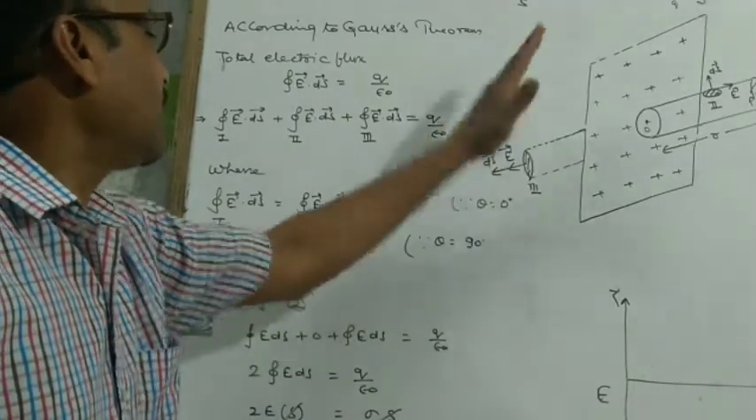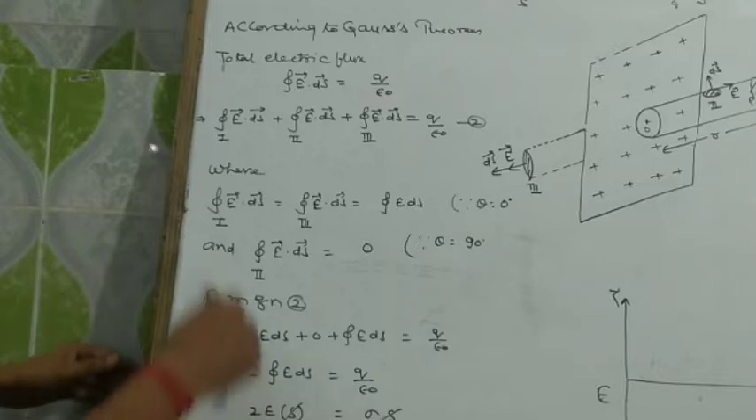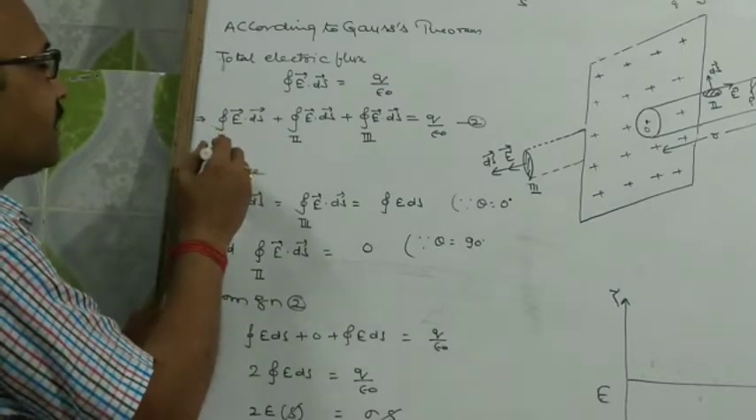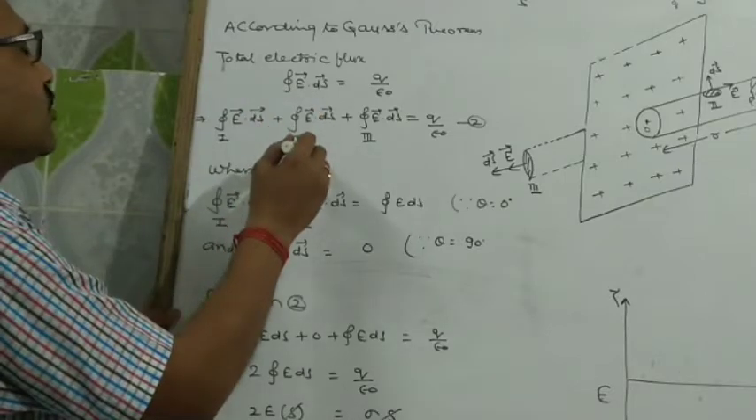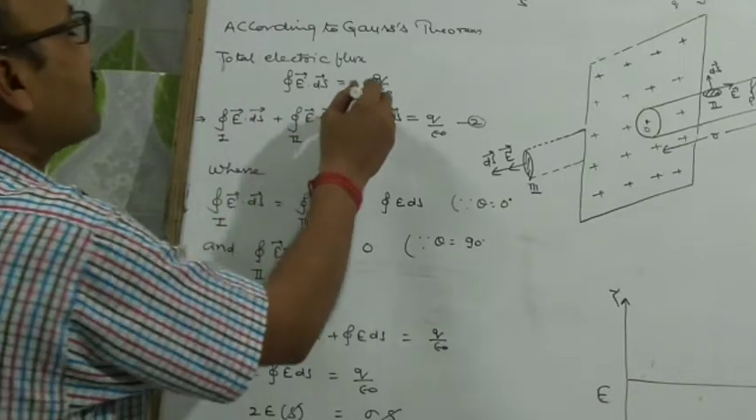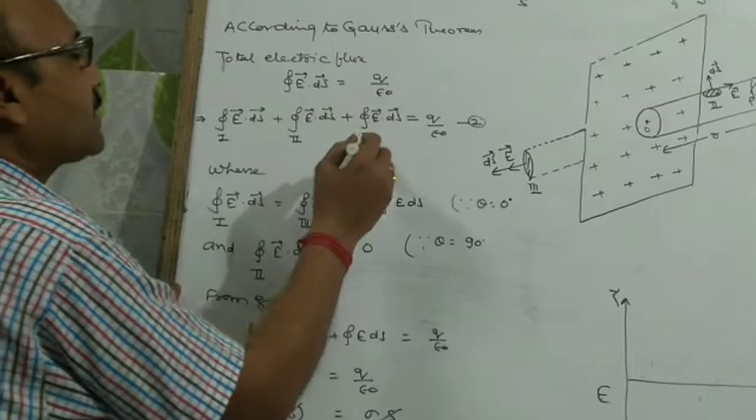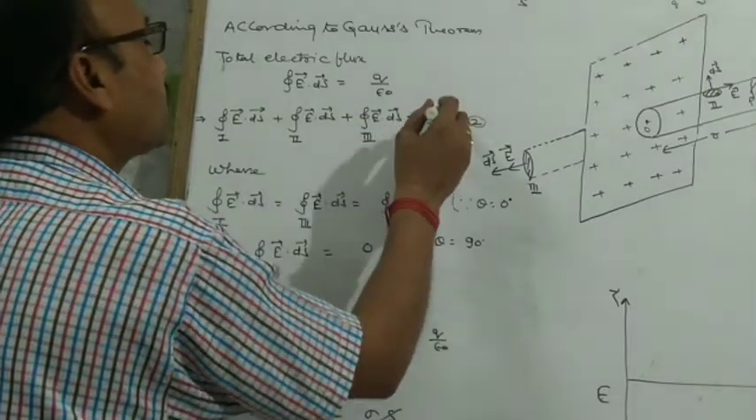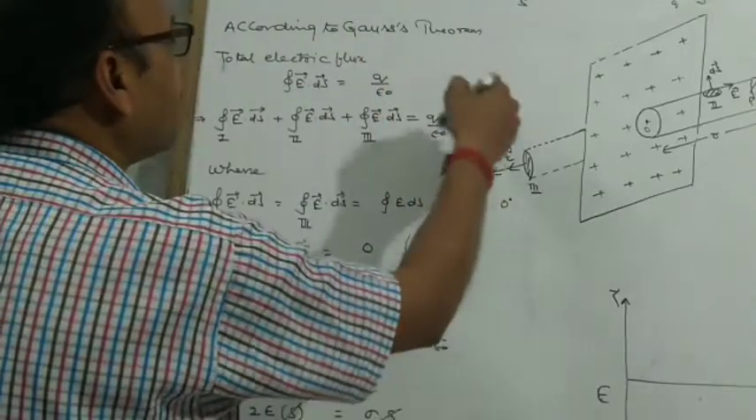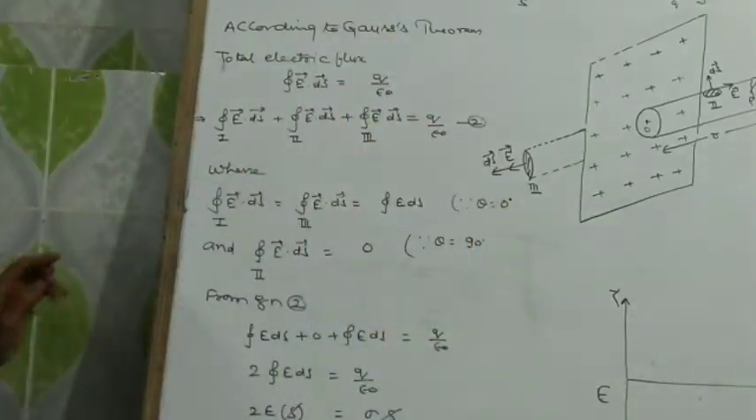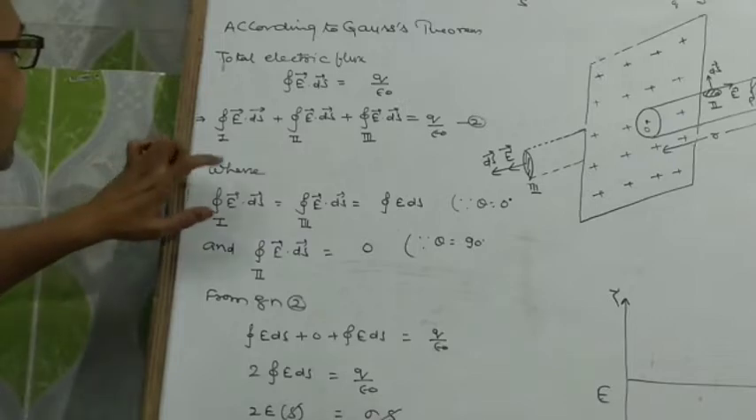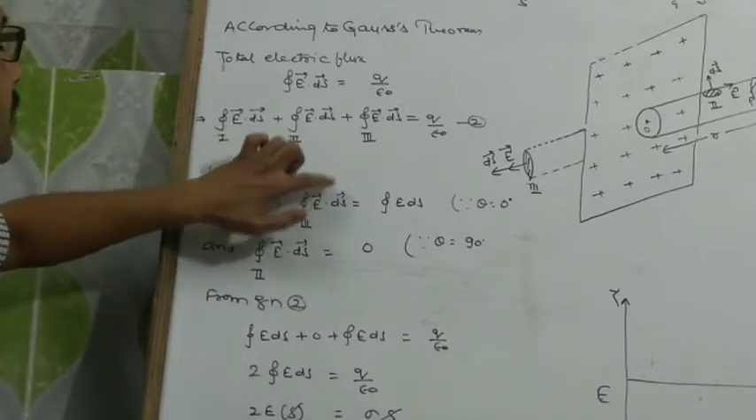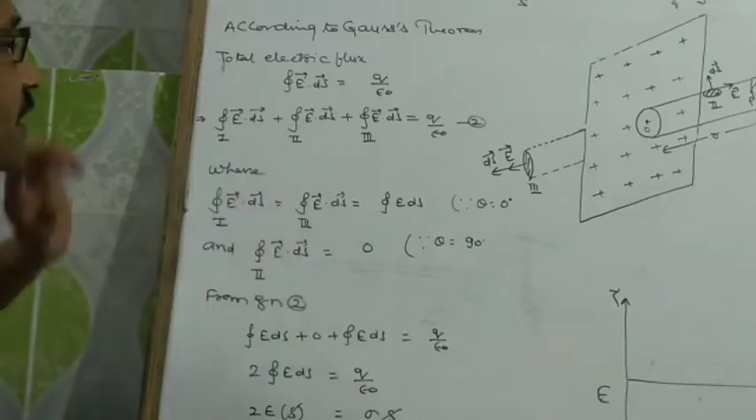Third, the electric flux through this cross section area. It means closed surface integration of E dot ds from the first surface, plus closed surface integration of E dot ds from the second, plus closed surface integration of E dot ds from the third surface, is equal to Q upon epsilon naught. This is equation third, where the integration of E dot ds from the first surface equals the integration of E dot ds from the third surface.